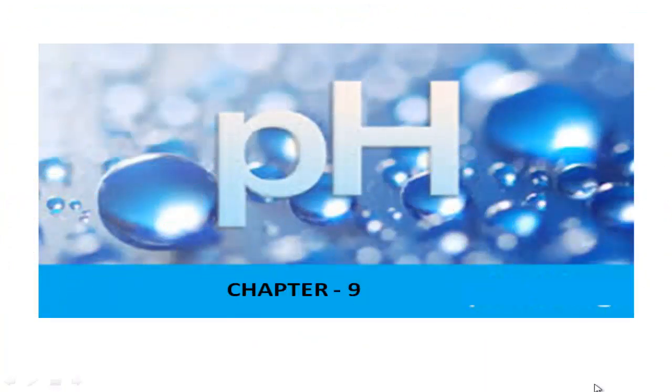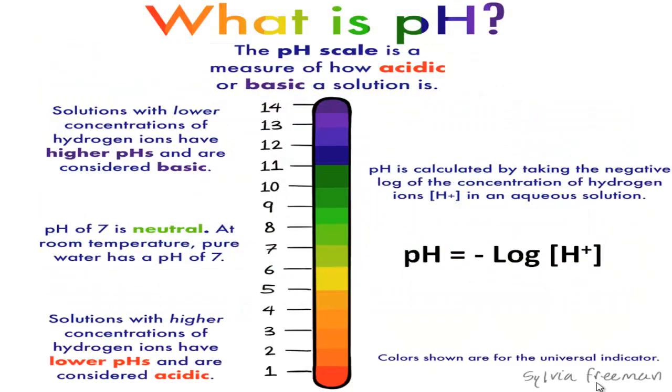Today I will discuss pH from chapter 9 of your chemistry book. What is pH? pH is a measurement of a substance, whether it is acidic, basic, or neutral.